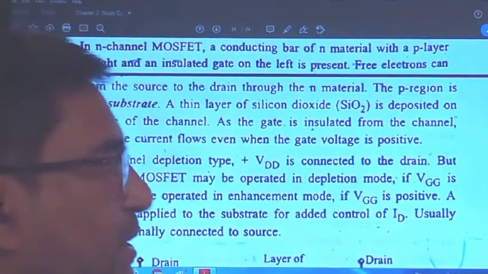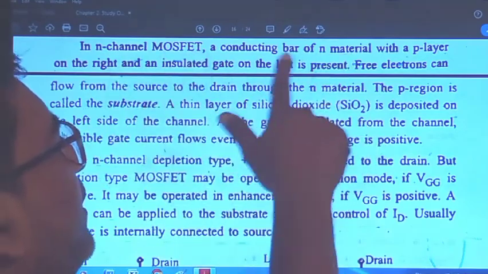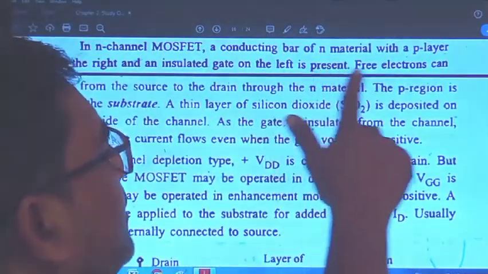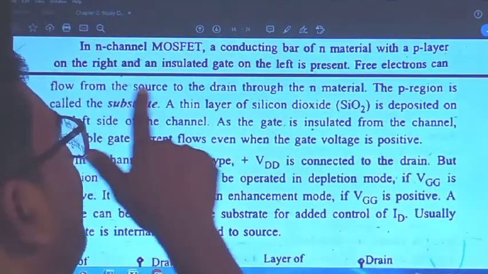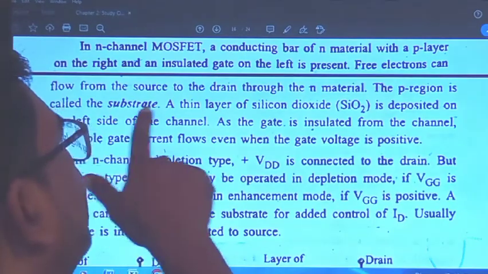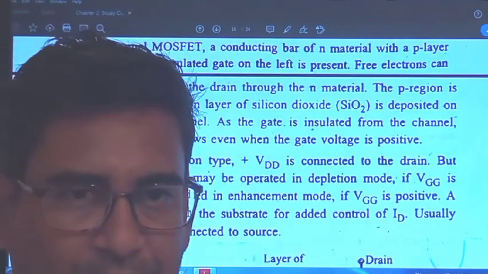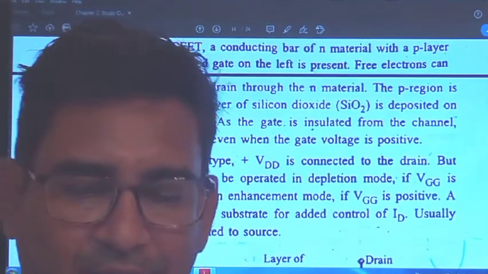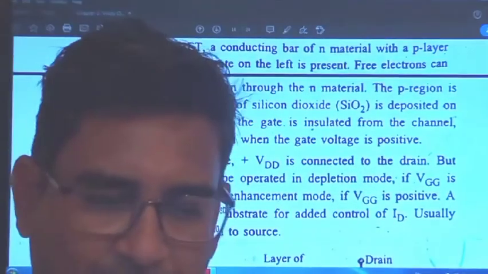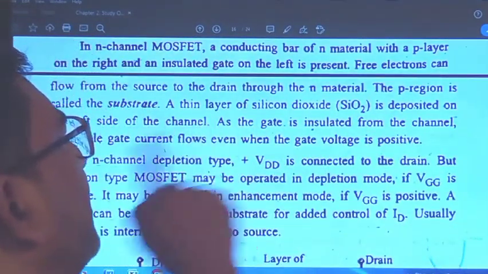Whatever is written here, the same thing I have discussed. In an N channel MOSFET, conducting N material with a P layer on the right side and an insulated gate on the left is represented. The free electrons can flow from the source to the drain through the N material. The P region is called the substrate, and a thin layer of silicon dioxide, SiO2, is deposited on the left side of the channel.